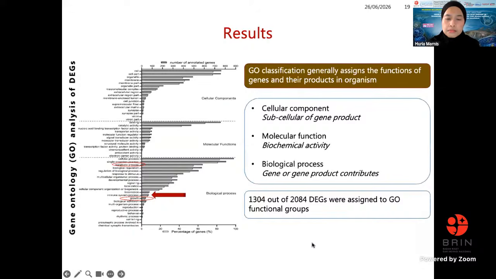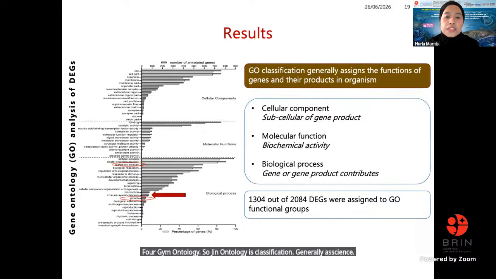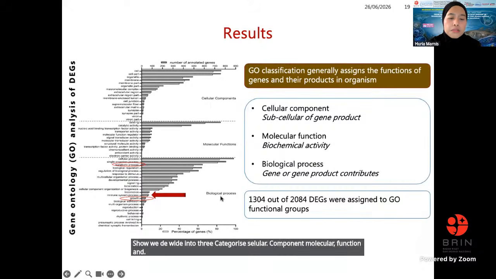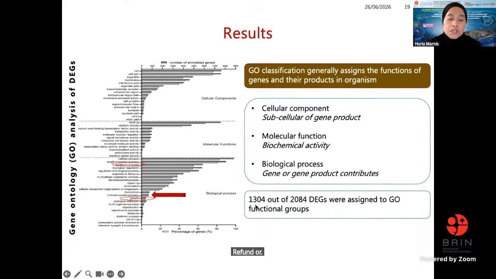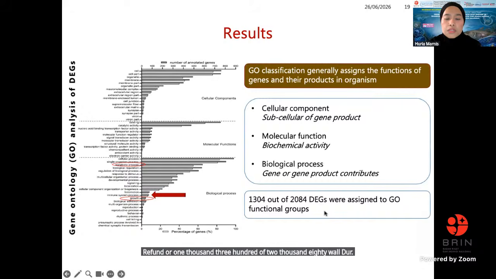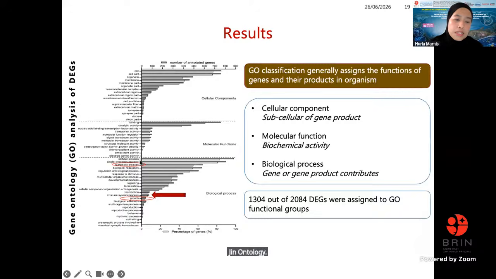And then for gene ontology, so gene ontology is a classification that generally assigns the functions of the gene and their products in an organism. We divide it into three categories: cellular component, molecular function, and biological process. We found around 1,300 out of 2,000 active DAGs were assigned to gene ontology function groups. Some genes here were involved in the metabolic process and also growth, so we focus on that.